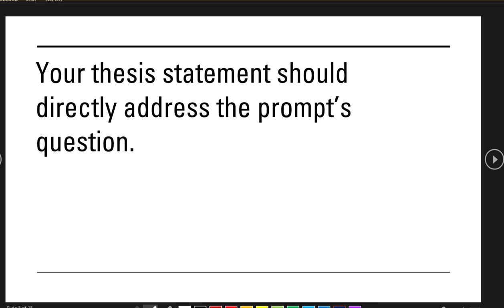Your thesis statement should directly answer the prompt's question. So the good news about writing in response to a prompt is that these prompts have questions. Each one of the prompts has a few questions, and I've designed those questions to help you think in an analytical way about the pieces of literature, and that way you can formulate your thesis as an answer directly addressing the questions in the prompt. I'm going to give you some examples.